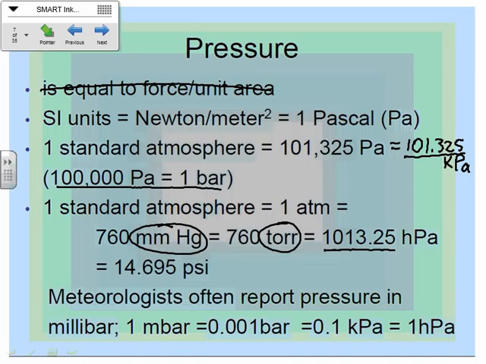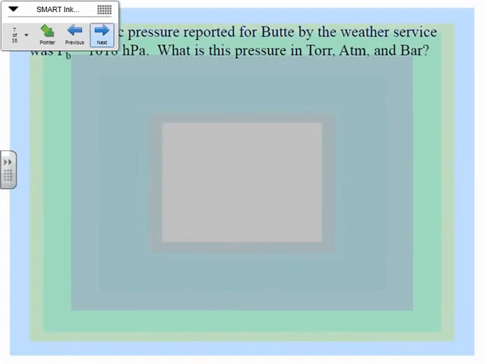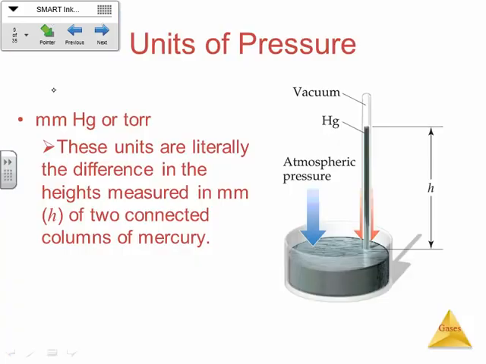And then sometimes meteorologists will use the millibar. 1 millibar is 0.001 bars, which is 0.1 kilopascals or 1 hectopascal. And that's why sometimes we use that unit, because it's equal to a millibar. So lots of conversions there.